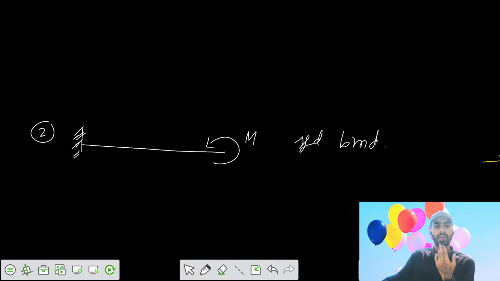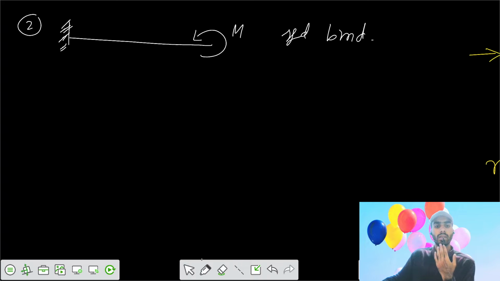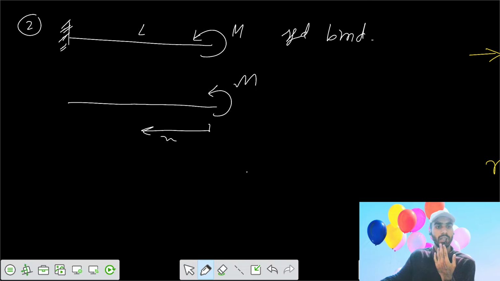Now the next question: you are applying an anti-clockwise moment of M at the free end. For easy calculation, let's take this part. We have the moment here, which is your moment M. Let's take any section x. Say this is your section x. We have the shear force at x here, and the moment here is Mx.